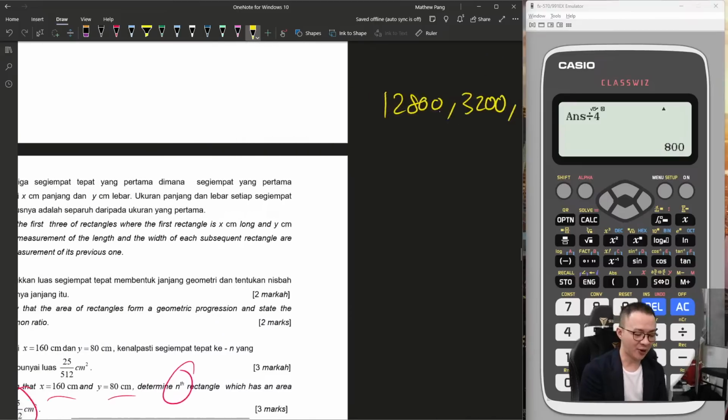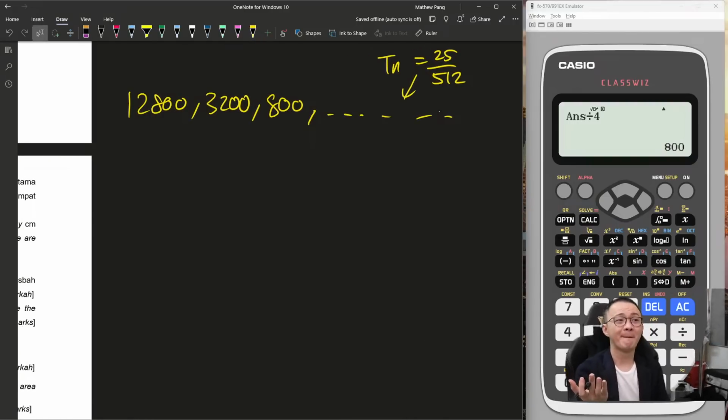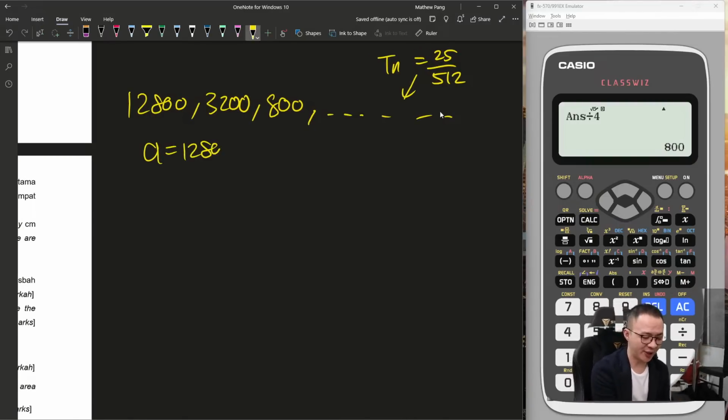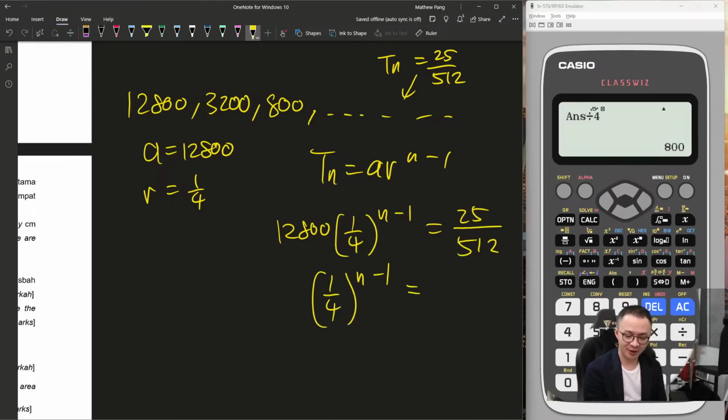So now the question asks which term will give me 25 over 512. So my objective is to find it. My a is 12800, my r is 1 over 4. The Tn formula I know is a r to the n minus 1. So let's solve it. a r to the n minus 1 equals 25 over 512. So 1 over 4 to the n minus 1 equals 25 over 512 divided by 12800.